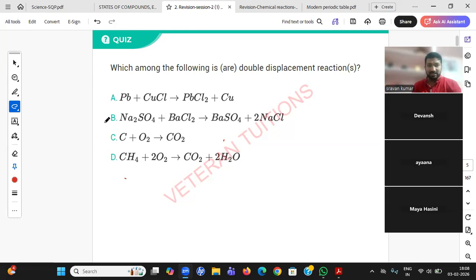Double displacement is the exchange of ions. Obviously, this is a double displacement. This one is a displacement reaction, an element and a compound. And this one is a combination reaction.